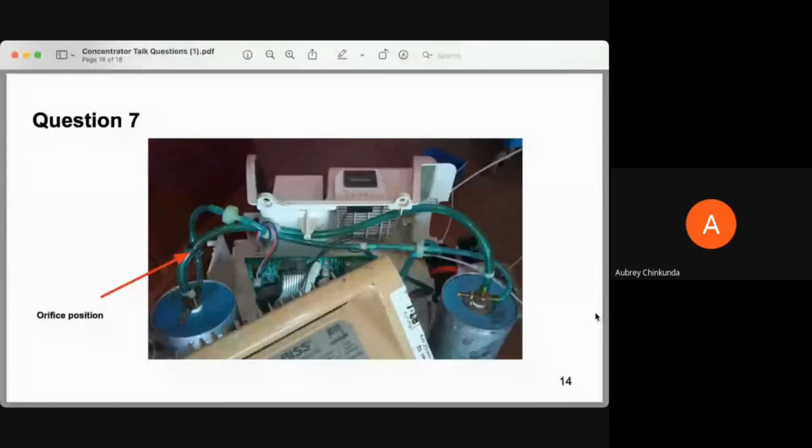So I will ask Aubrey to respond to this one. Thank you, Maui. The function of the orifice is to allow a small amount of oxygen to flow through it from the pressurized bed into the depressurizing bed. This helps purge the nitrogen from the depressurizing bed. With the assistance of the purging, the zeolite in the depressurized bed becomes free from nitrogen at a faster rate and ready to absorb nitrogen in the next cycle.